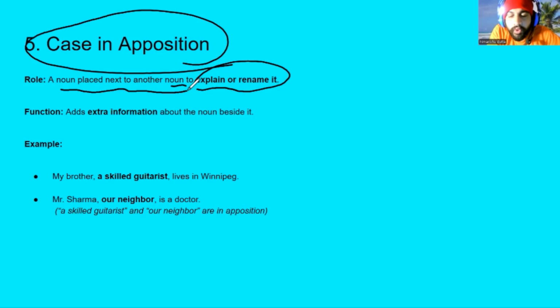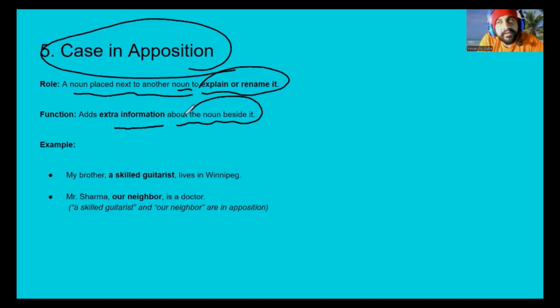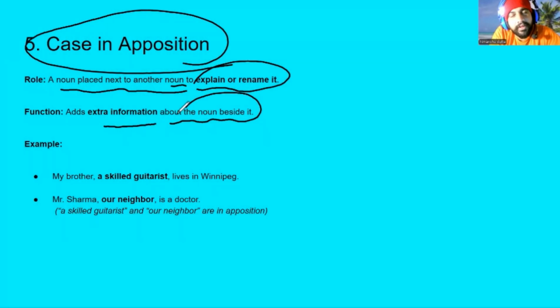When we go through the example, we will be able to understand it better. What is the function? It adds extra information to the noun beside it. For example, Shyam, the name of Lord Krishna, is known to everyone. When we say Shyam, we say the name of Lord Krishna, and then we say it is known to everybody.